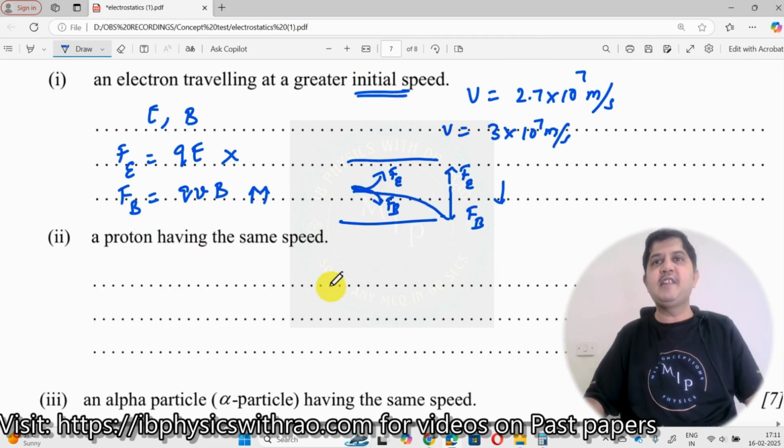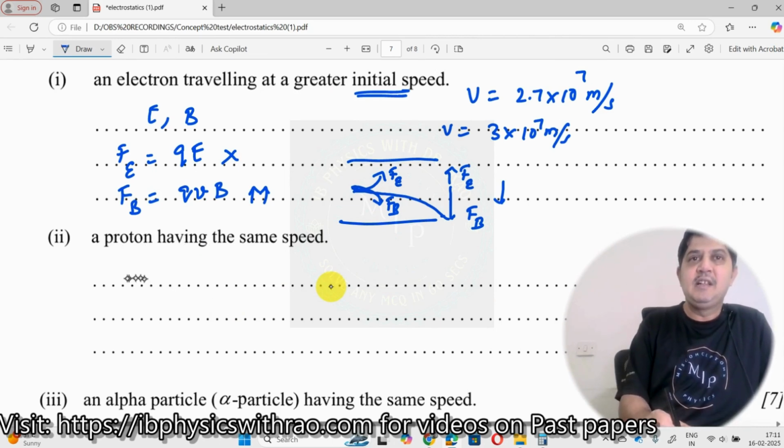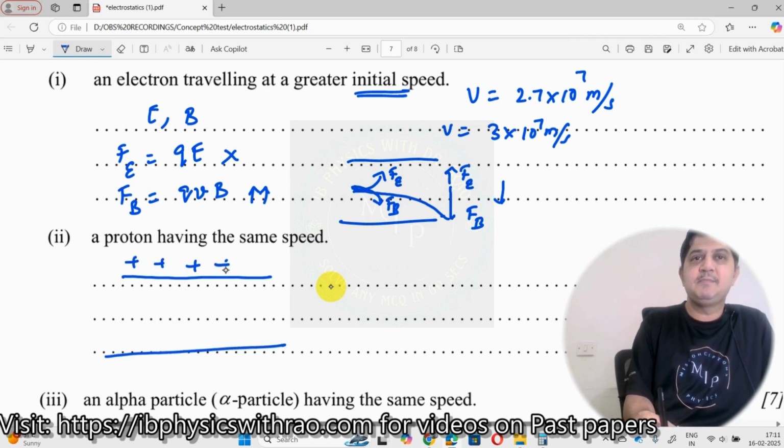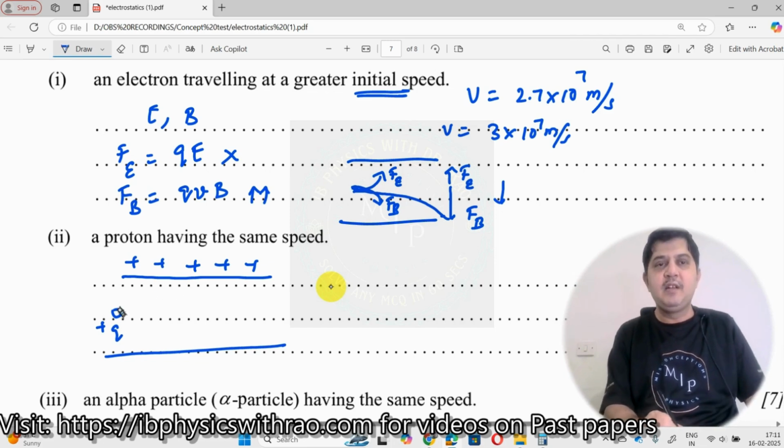A proton having the same speed. Now the question changes. Okay, so wonderful question. Once again, these are all positively charged. Now instead of an electron, I replace it with a positive charge. When you have a positive charge, what will happen? This positive charge, when it comes inside, will get repelled by the electric field because positive charges hate this, so they will be pushed downwards.